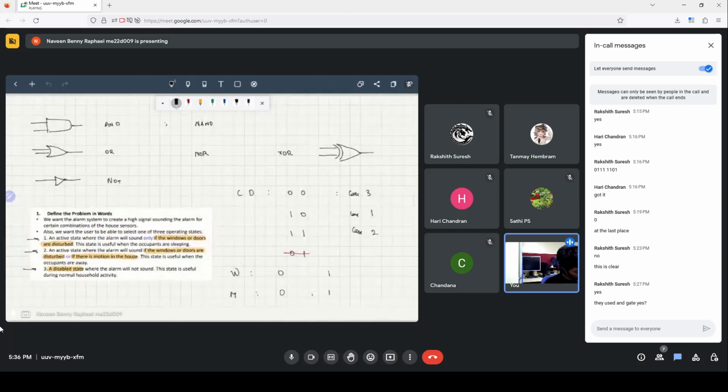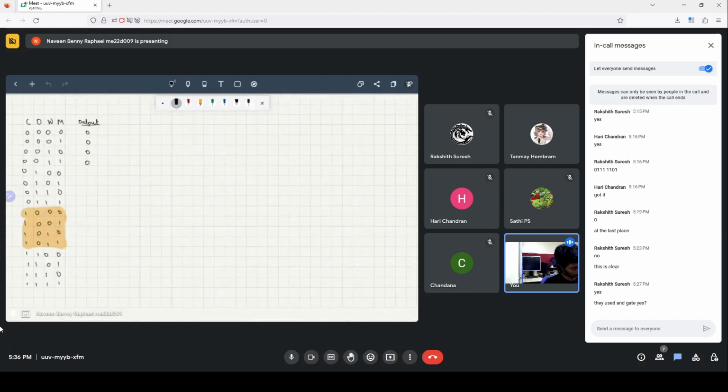This is case 1, but it will only sound the alarm if the windows or doors are disturbed. So that's 0 0 1 1. The output is essentially whether or not the alarm will sound. If it's 0, the alarm will not sound. If it's 1, the alarm will sound.